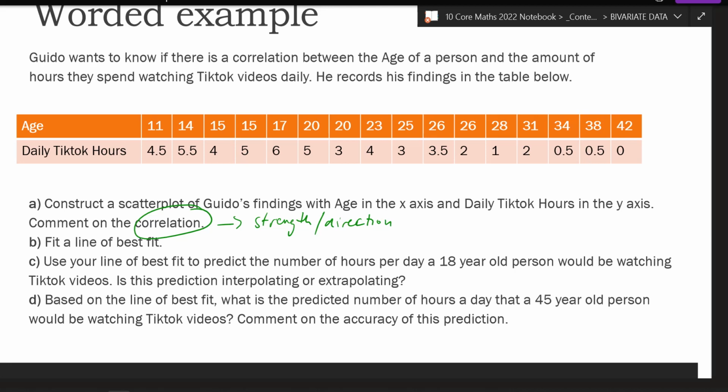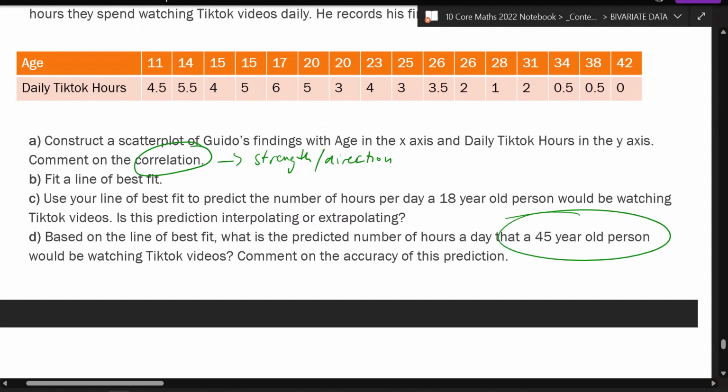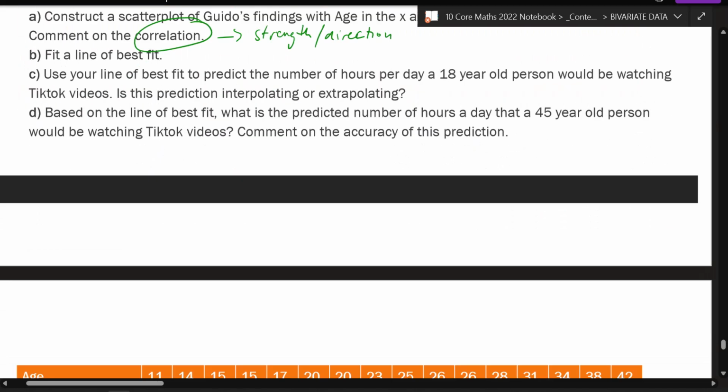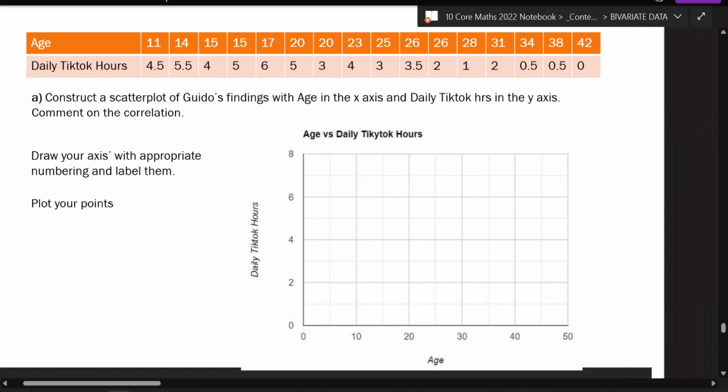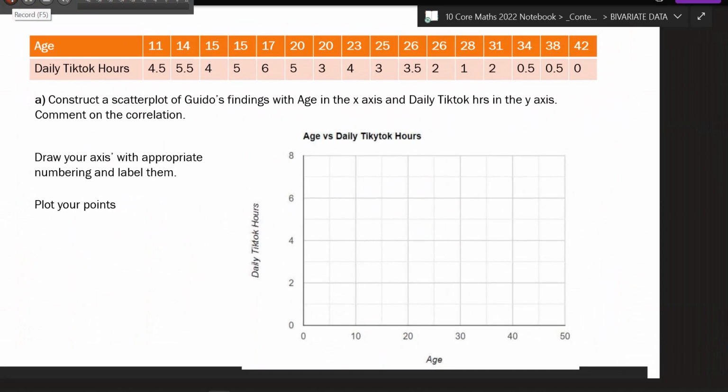Next, we need to fit a line of best fit, so that's not too bad. Use our line to predict the number of hours an 18-year-old person would watch, and then tell me, is this prediction interpolation or extrapolation? And then based on the line of best fit, make a prediction again for a 45-year-old person. All right, so let's do this. I'm going to pause for now. I want you guys to plot this on the graph there.